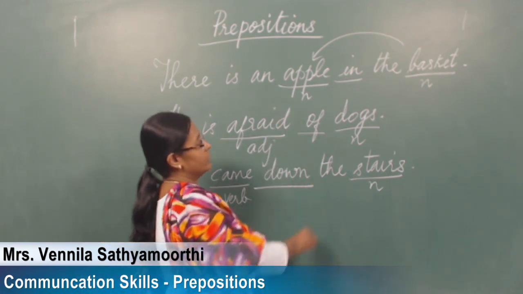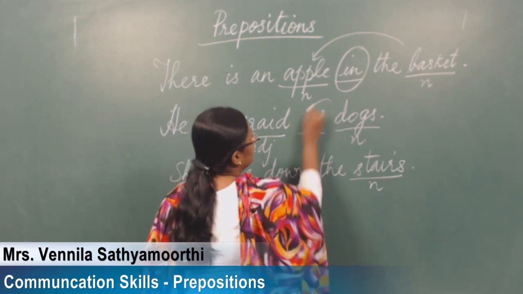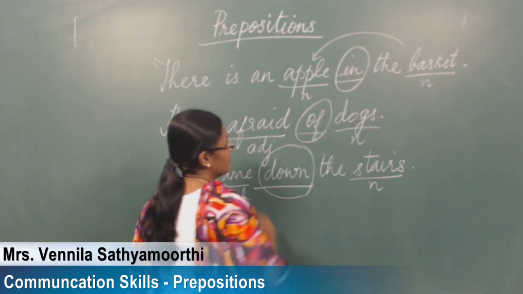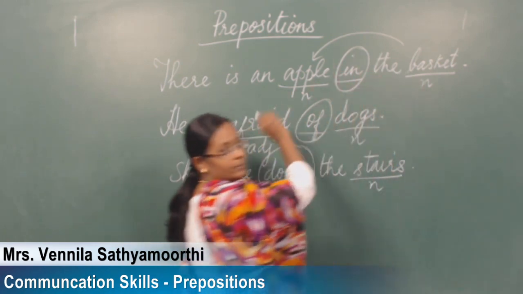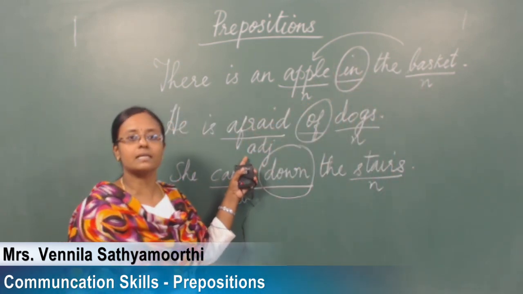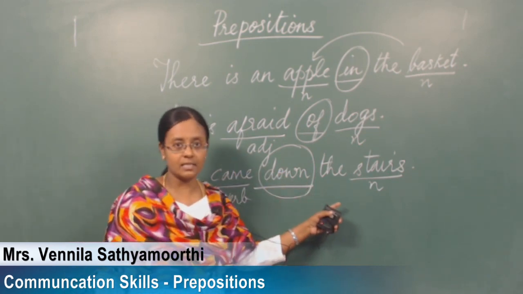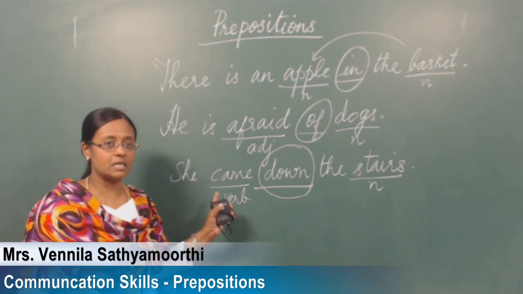See, in all the three sentences, the prepositions in, of and down show the relation between a noun and something else. In the first sentence, it is another noun. In the second sentence, it is an adjective. And in the last sentence, it is a verb. Most often, the preposition does this.